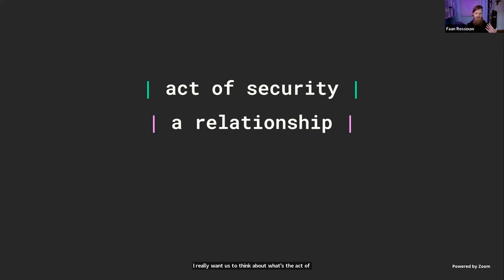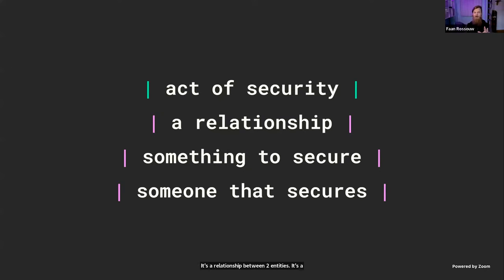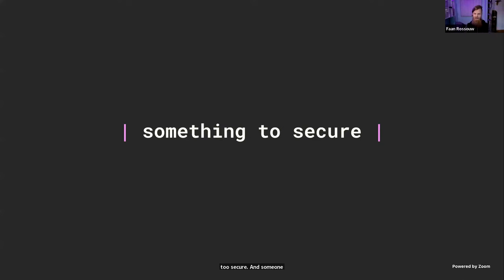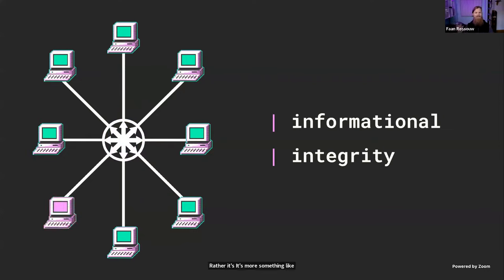And so to me, the act of security is a relationship. It's a relationship between two entities. It's a something to secure and someone that secures. And so if you apply this contextually to organizational cyber defense, the something to secure, well, that's obviously our network, right? But it's not really the physical network. That's more the domain of the physical security guard. Rather, it's more something like the informational integrity of the network. I think that's a better way of thinking of it, really.